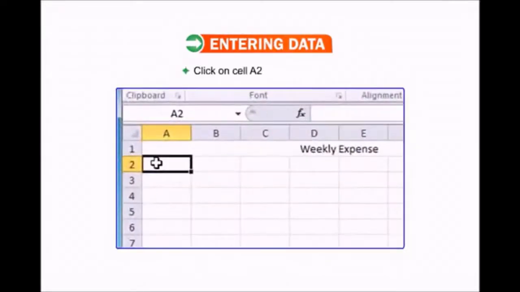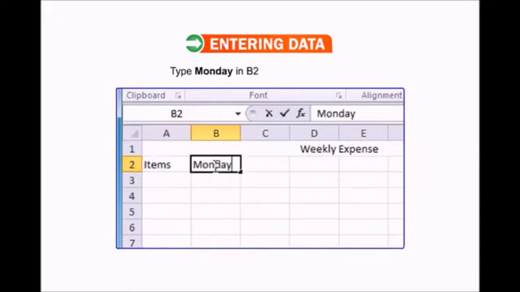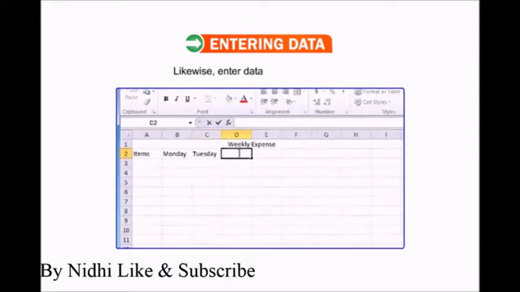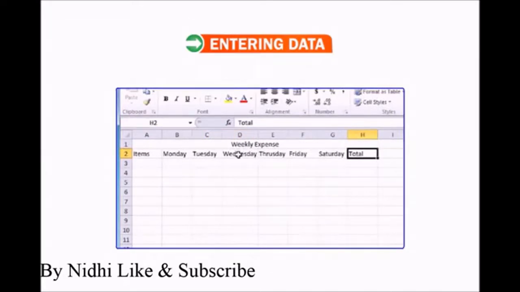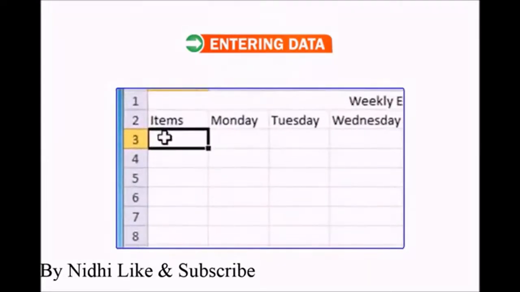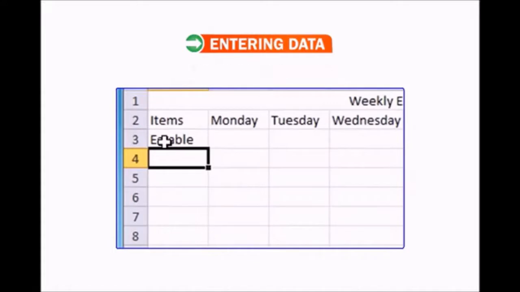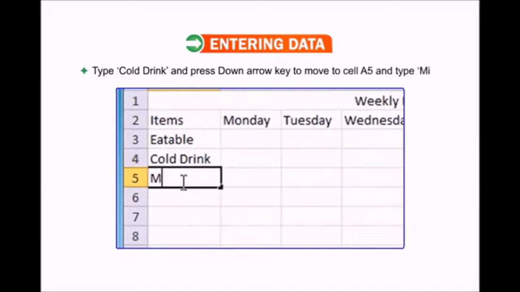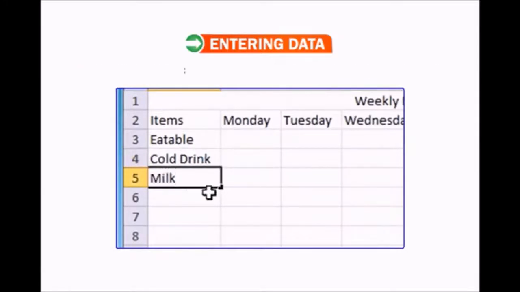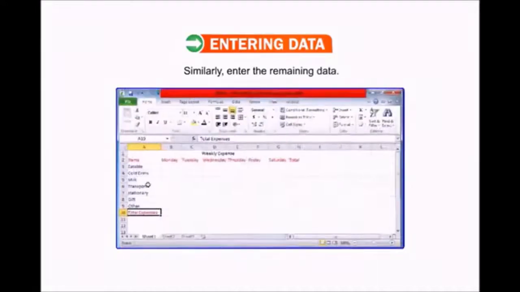Click on cell A2 and type Items. Press the right arrow key. Type Monday in B2 and Tuesday in C2. Likewise, enter data in the rest of the cells. Click on cell A3. Type Eatables and press the Enter key. The cell pointer shifts to cell A4. Type Cold Drink and press the down arrow key to move to cell A5 and type Milk. Similarly, enter the remaining data.